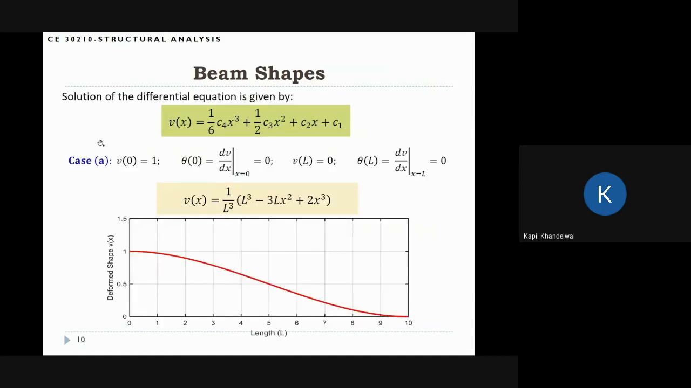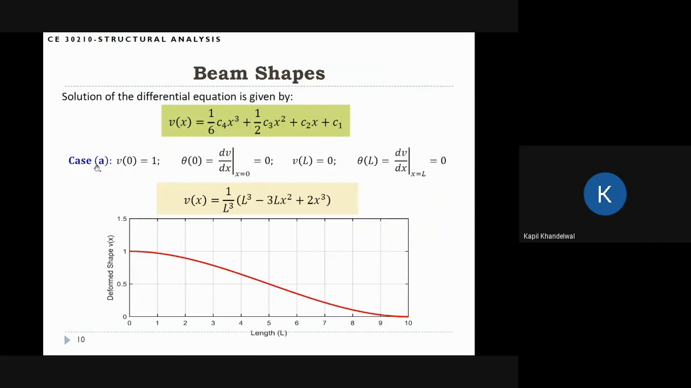So if we try to solve the differential equation, it's a 4th order differential equation, so we can integrate it 4 times. After integration, we will end up with 4 unknown coefficients. So this is what the system will look like. Vx is a cubic polynomial in x. And to find these coefficients, we have to use these 4 boundary conditions.